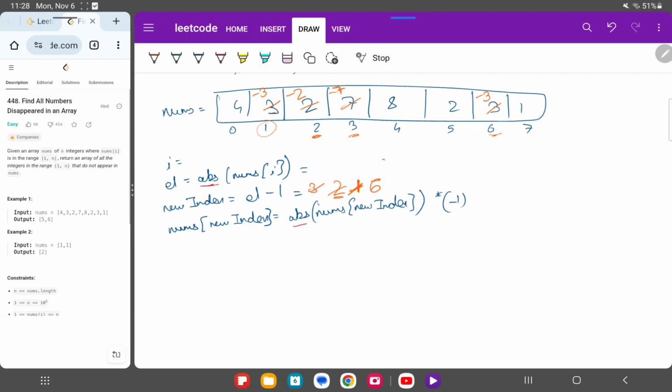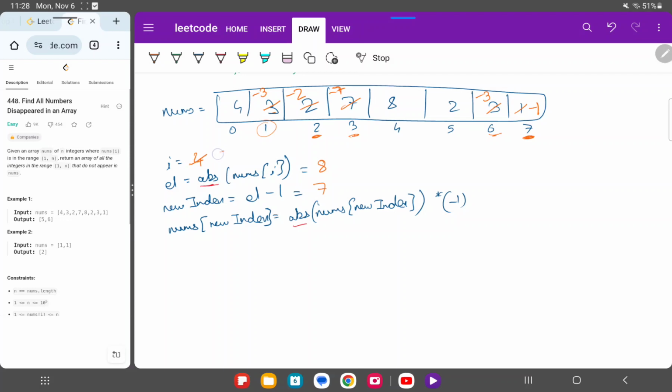So now we're working with i equals 4. When i equals 4, the absolute value at index 4 in the nums array is 8, right? So the new index would be 8 minus 1, that is 7. So what do we do in the next step? We go to this index 7, and whatever the value there is, we get the absolute value of that, and then multiply it by -1. So the absolute value of 1 is 1, and multiplying it by -1 gives us -1.